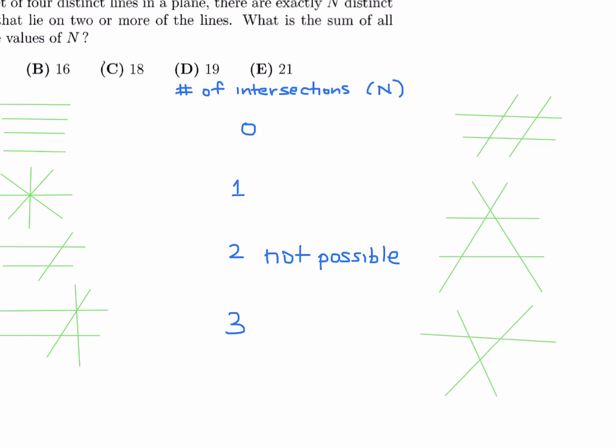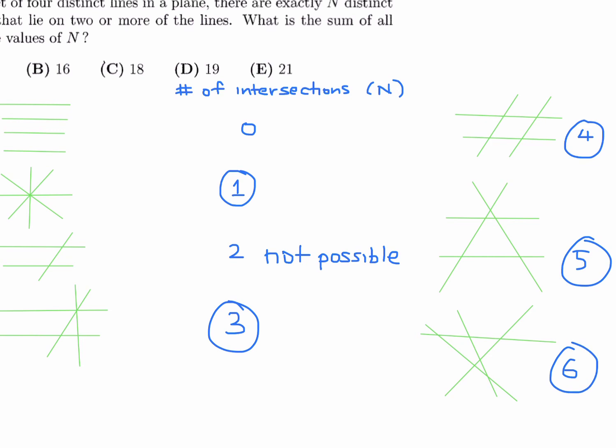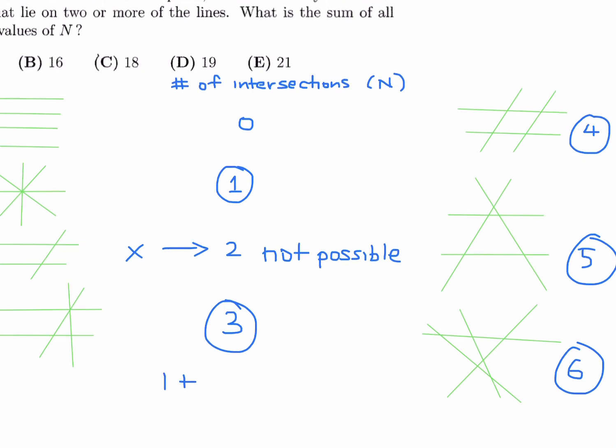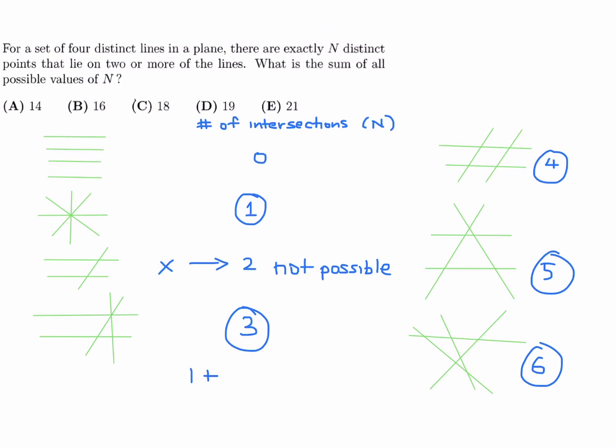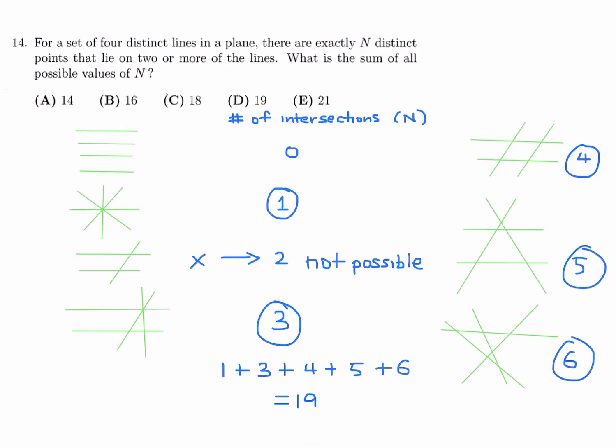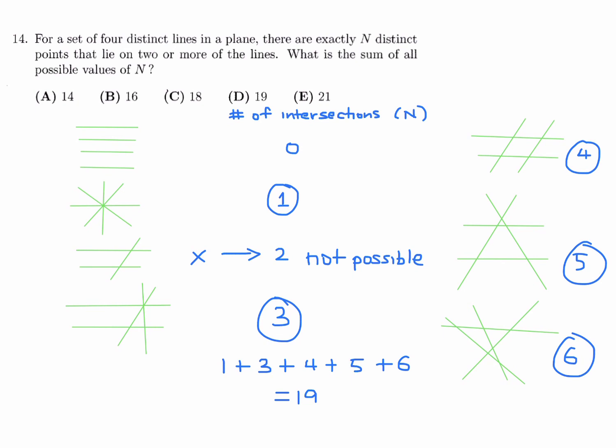Let's see here. Something like, that's 3 already. And then if I do that, that'll be 6, right? 1, 2, 3, 4, 5, 6, yeah. So for n, I've got 4, 5, and 6. So I'm going to include this, this, and this for my possible values of n. This one is not possible. So the sum of all the values of n is 1 plus 3 plus 4 plus 5 plus 6, and that is 19. So number 14, the answer is D.